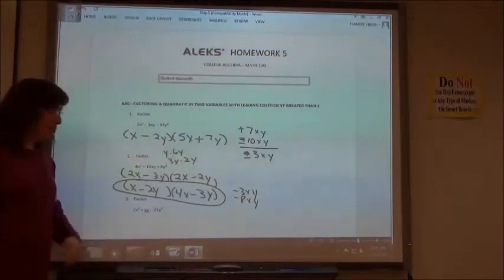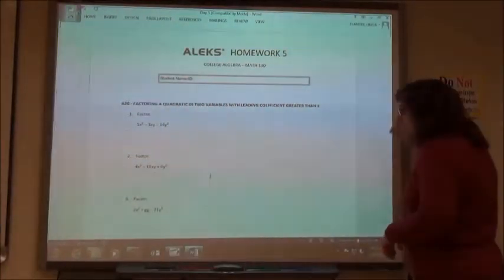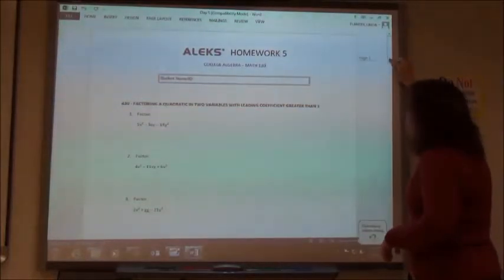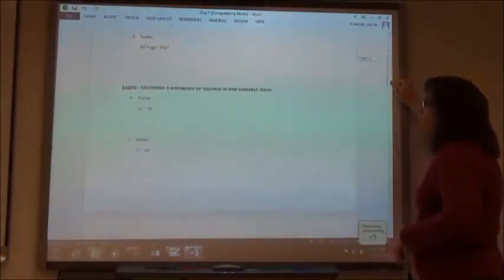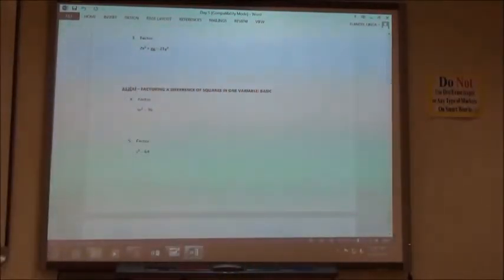So go ahead there and try number 3. I'm going to move the board up so I have more room to write. At least it started with a 2x squared. That should be an easier one to start with.